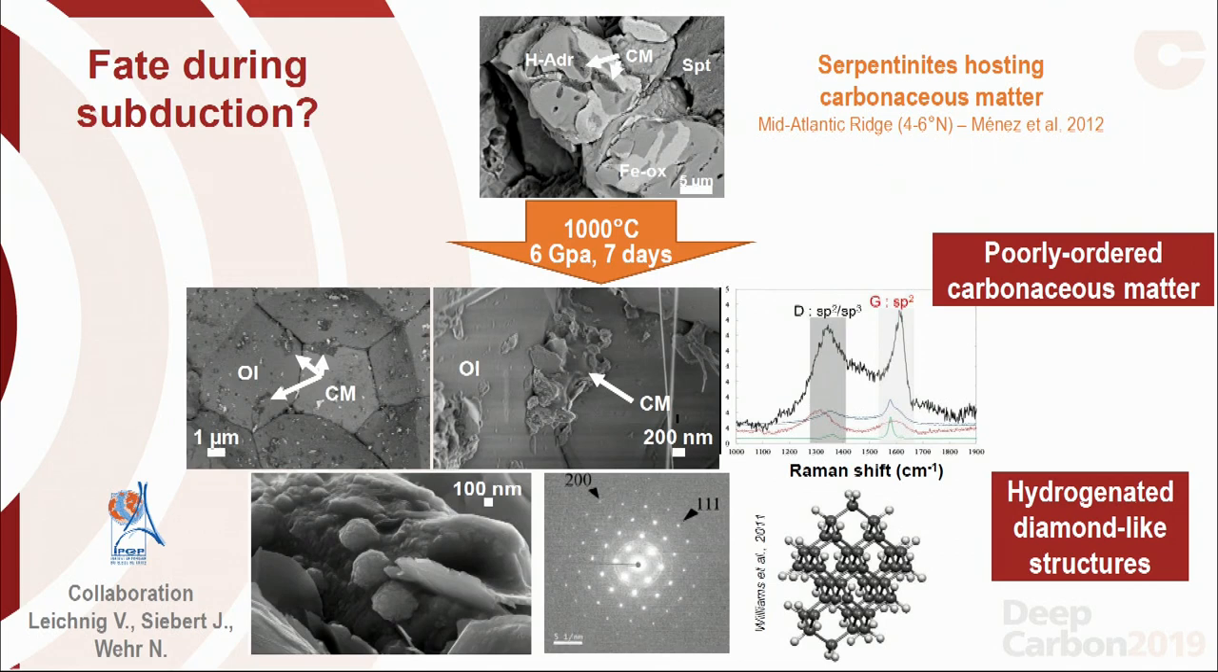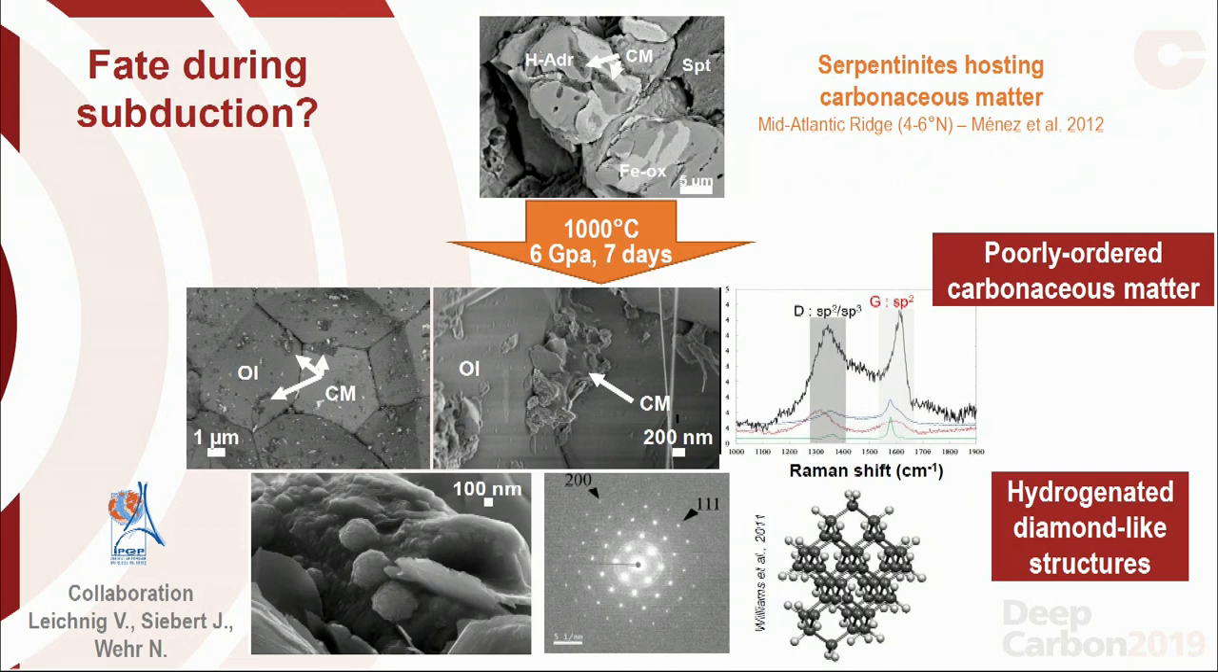Another outcome that derives from such work is that if this carbonaceous matter is so ubiquitous and so easily formed within the oceanic crust, then it is a fraction that is trapped and maybe has a role to play during subduction. And here I just present some results that I obtained with colleagues from IPGP, Julien Siebert and Vladimir Lechnik. We played with these serpentinites, natural ones, that show here, using scanning electron microscopy images, all this carbonaceous matter inside. Then they were subjected to experiments at 1,000 degrees C and 6 GPa during 7 days. And here you have pictures of the products we obtained.